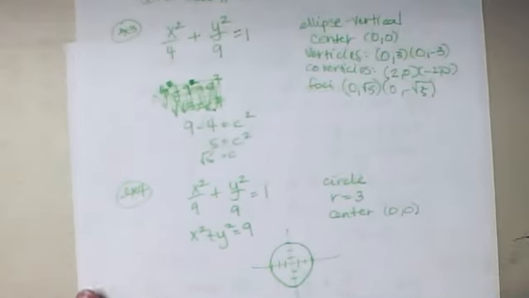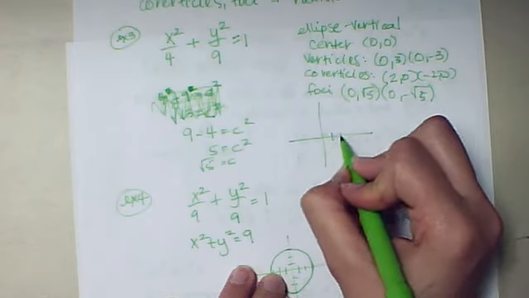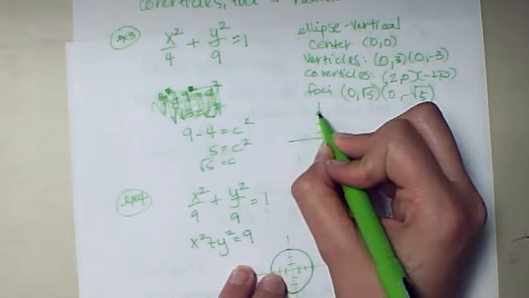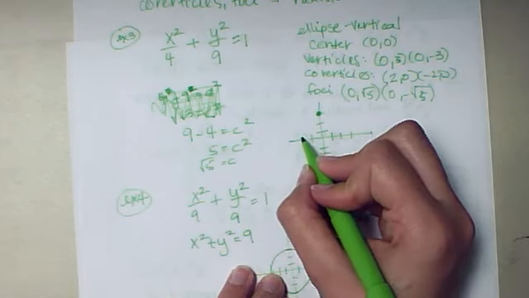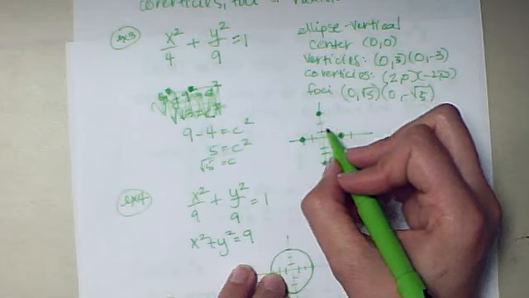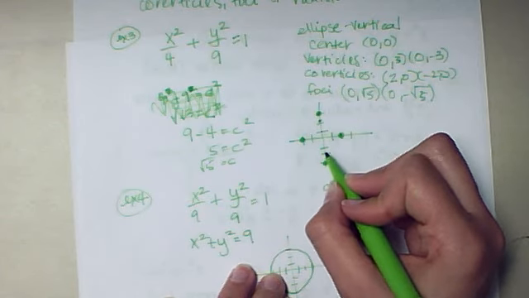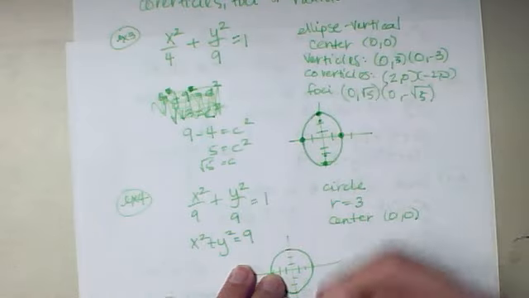If I go back and sketch this ellipse, my vertices are at (0, 3) and (0, negative 3). My covertices are at negative 2 and 2. And my foci are at square root of 5, which is about 2.2, so that's here and here. And then I can go ahead and sketch that ellipse.